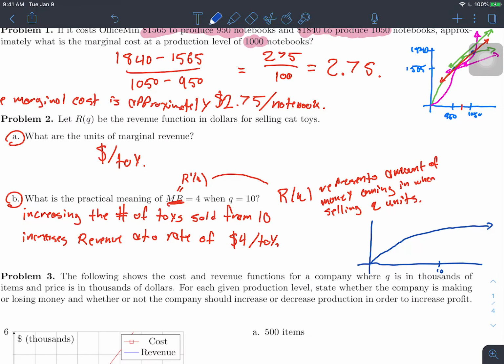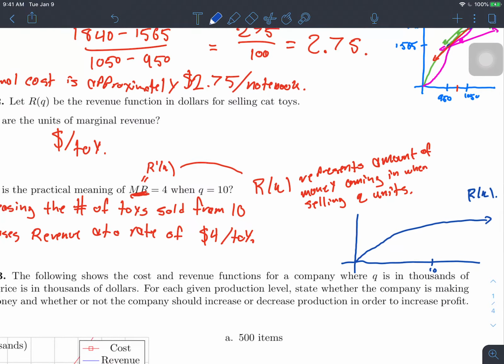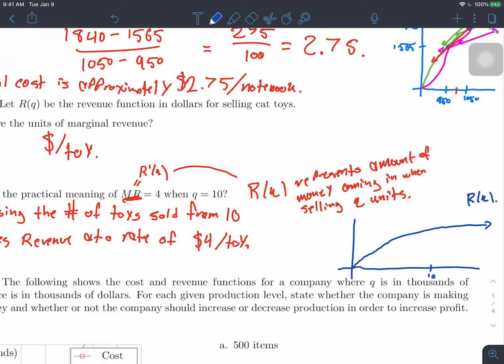In terms of this graph, which is the graph of R of Q, can somebody help me determine what is the meaning in terms of the graph for the marginal revenue to be equal to 4 when Q is equal to 10? So I want to add something onto my graph here and say, what is the meaning of this 4 here, my marginal revenue being 4?